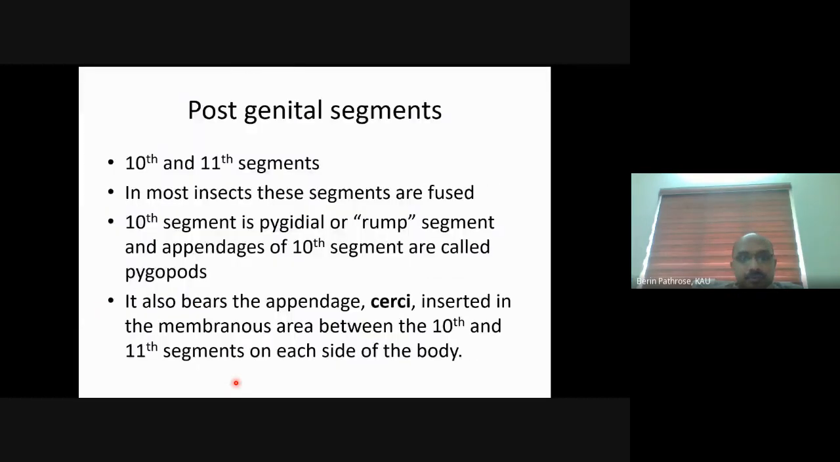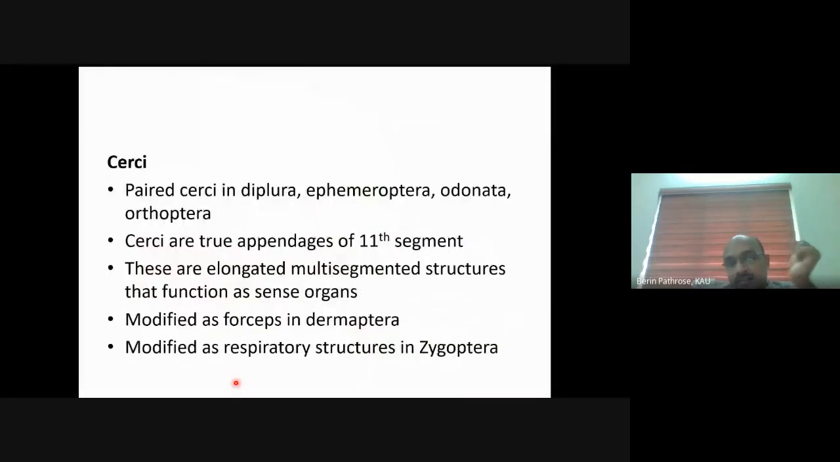So cerci is one of the most common postgenital appendages in insects. It is present between the 10th and 11th segment. It is most common in Diplura, that is a non-insect group. In the insect group, it is seen in Ephemeroptera, Odonata, Orthoptera.